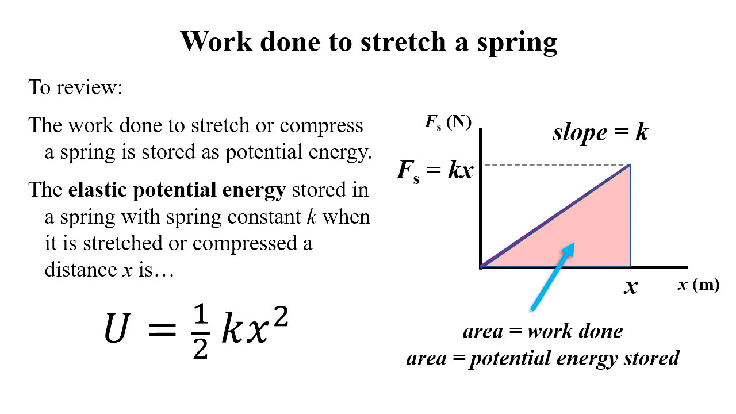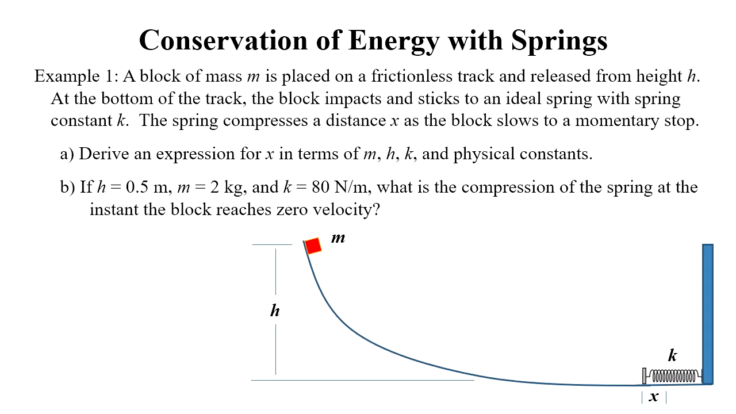Let's look at an example of using the law of conservation of energy in a situation with springs. You might want to pause the video and read through this on your own, but here we go. A block of mass m is placed on a frictionless track, released from a height h, released with 0 velocity. At the bottom of the track, the block is going to hit an ideal spring with a spring constant of k.